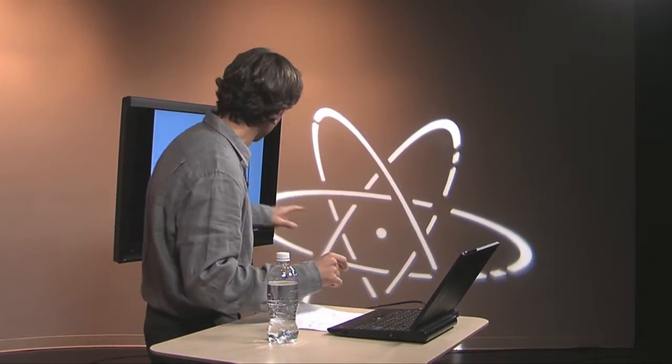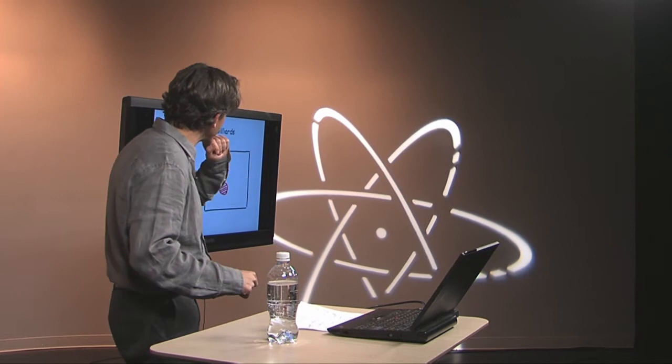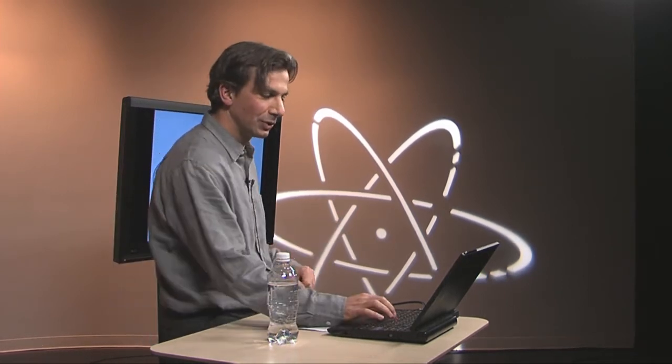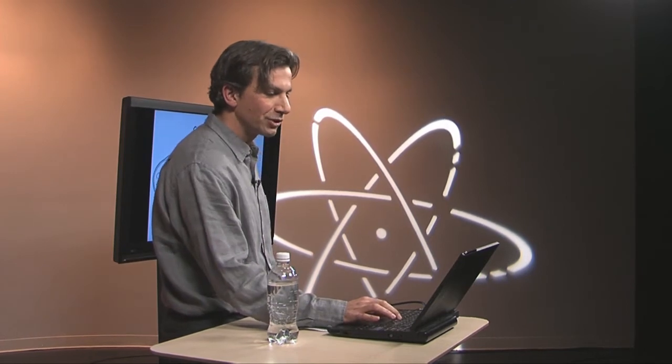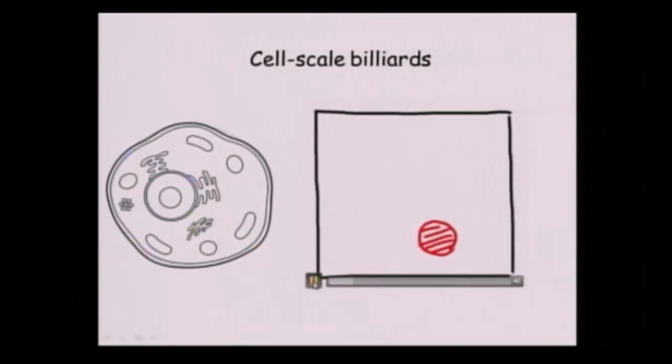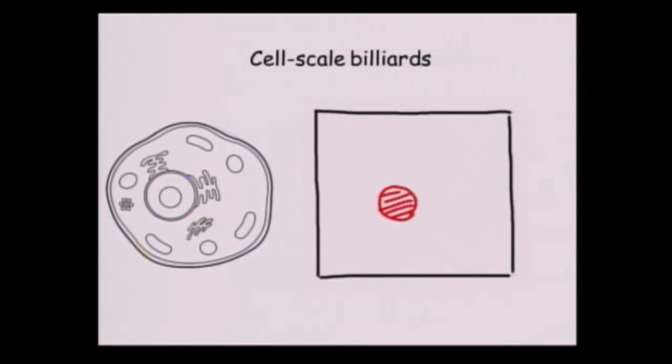Why is it random? Because if I were to make a billiard table the size of a cell and I were to set this little ball, in this case it would be like a protein, in motion, its motion would not be predictable. It would look like this. It would just be randomly moving in different directions, changing directions all the time. That kind of motion is called Brownian motion.